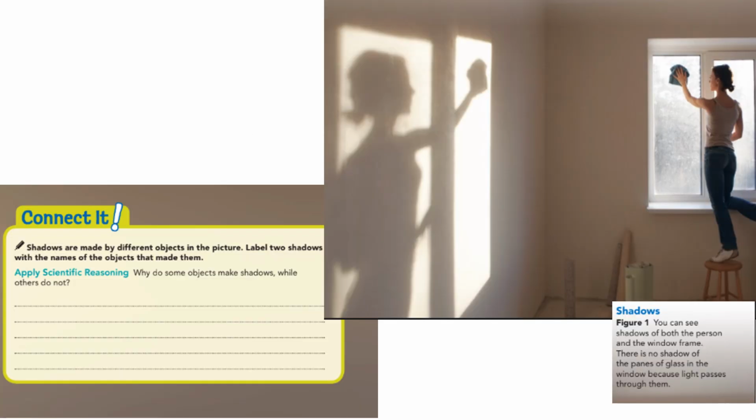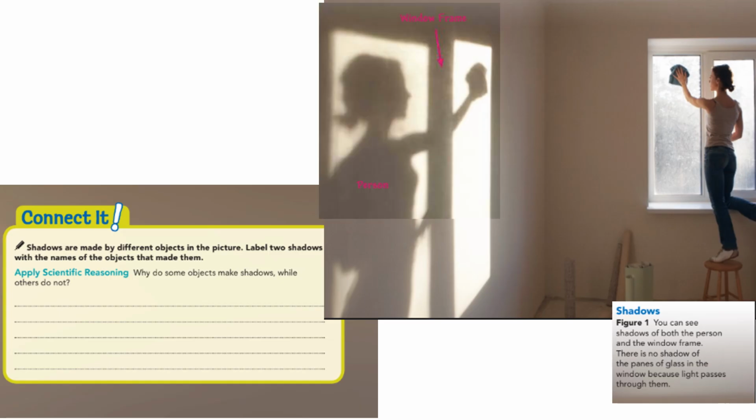Shadows are made by different objects in the picture. You need to label two shadows with the names of the objects that made them. So here we have the window frame or the person. You could also do the rag. That would be another thing. All of those things are seen in the shadows.